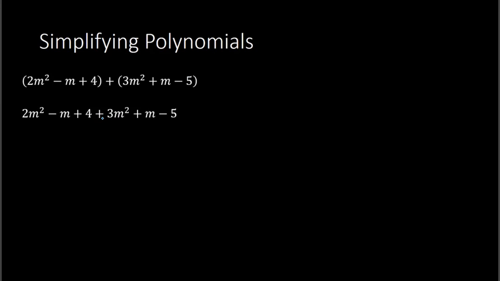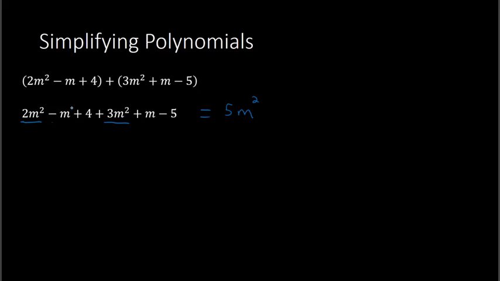So here we can then combine. So we have 2m squared plus 3m squared. Those can combine because those have like terms. So we have 2 and then 3 more. That's going to give me 5 of those. So we have 5m squareds.